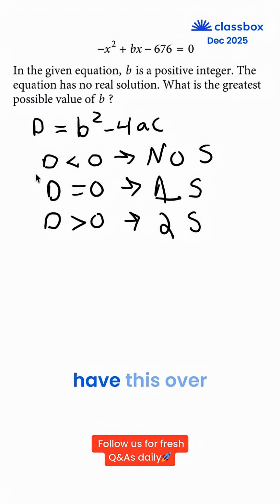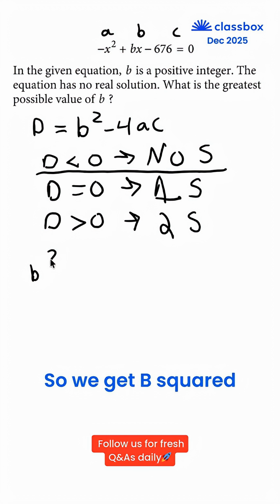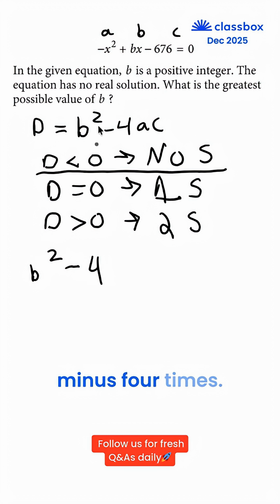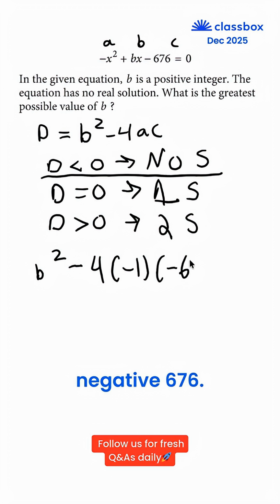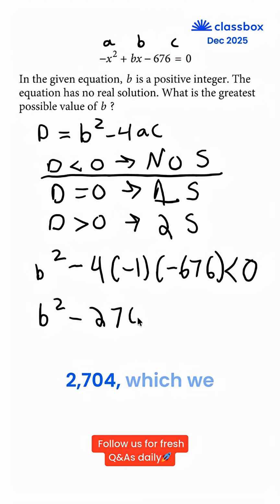So, given that we have no solutions, as we're told in the problem, why don't we plug in our a, b, and c into this equation? Let's do that. So we get b squared minus 4 times, remember it's a coefficient, so it'd be negative 1, times the other coefficient, negative 676, and that's all less than 0. Now let's simplify this. When we multiply those out, we get negative 2,704, which we could simply do in the calculator, is less than 0.